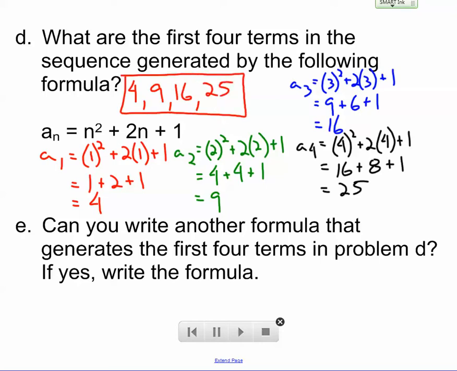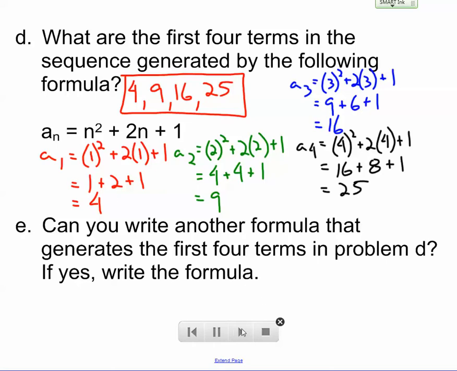All right, next they're asking us, can we write another formula that generates the first 4 terms in problem D? If yes, write a formula. Well, let's look at these first 4 terms. We got 4, 9, 16, and 25. So what do we notice about those? Well, I noticed that they're all perfect squares. 4 is 2 squared. 9 is 3 squared. 16 is 4 squared, and 25 is 5 squared.